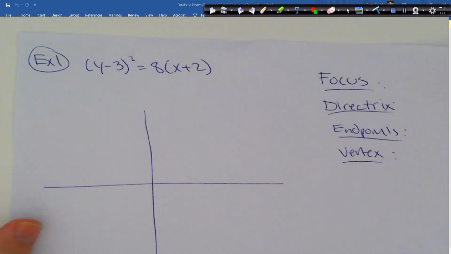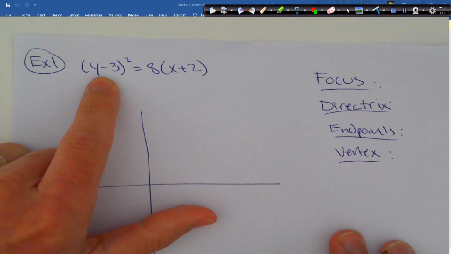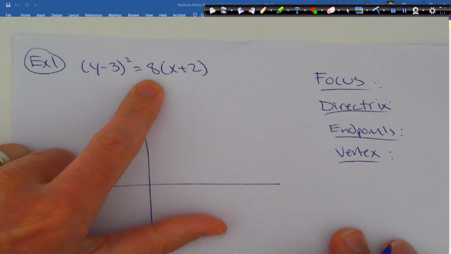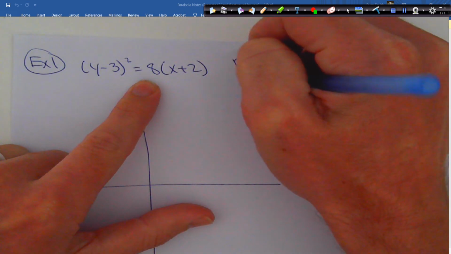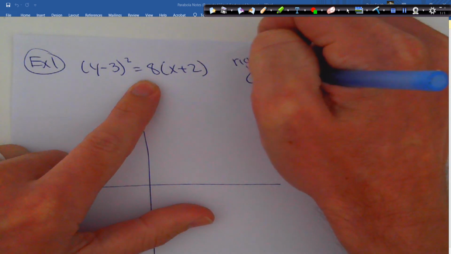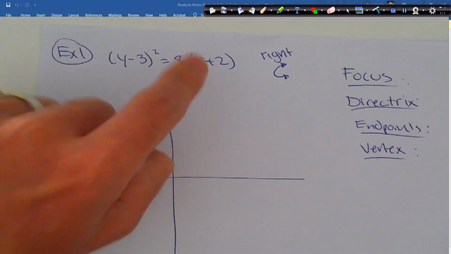Okay, so now we are looking at this same problem, and what I like to do first and foremost is figure out which way this is opening and draw a picture. Okay, so y is being squared, so we know it's going to go left or right, and this is positive, so I'm going to open up to the right. So my parabola is going to look something like that, because y is being squared and this is positive.